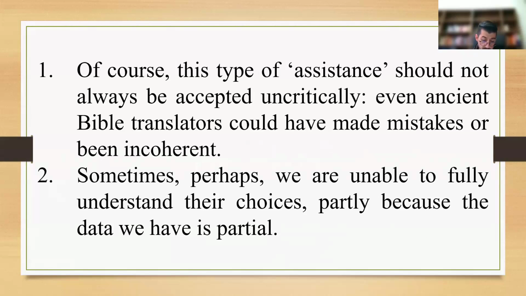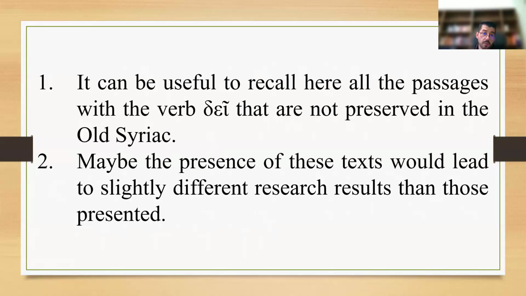Of course, this type of assistance should not always be accepted uncritically. Even ancient Bible translators could have made mistakes or been incoherent. Sometimes perhaps we are unable to fully understand their choices, partly because the data we have is partial. It can be useful to recall here all the passages with the verb atit that are not preserved in the Old Syriac. Maybe the presence of this text would lead to slightly different research results than those presented.